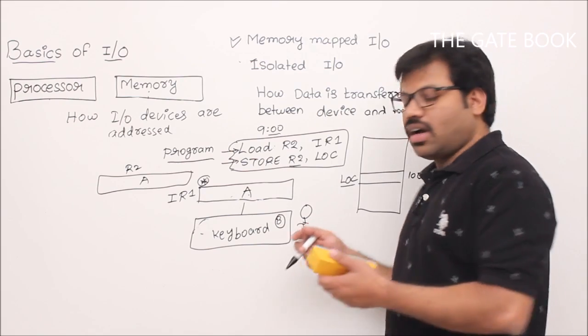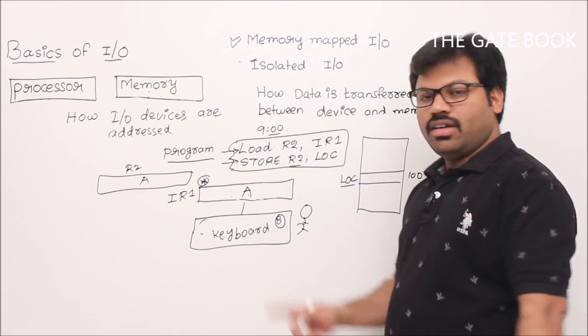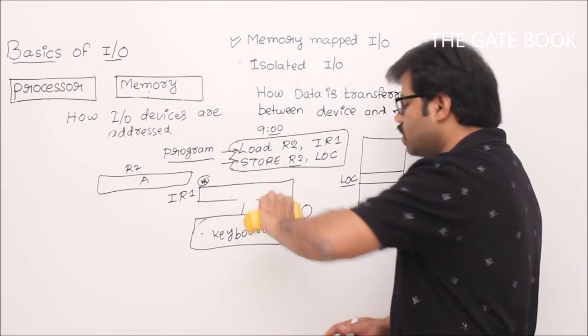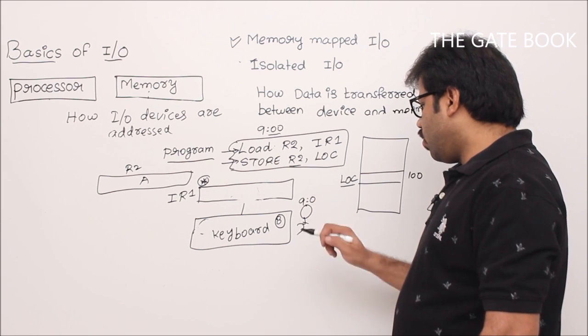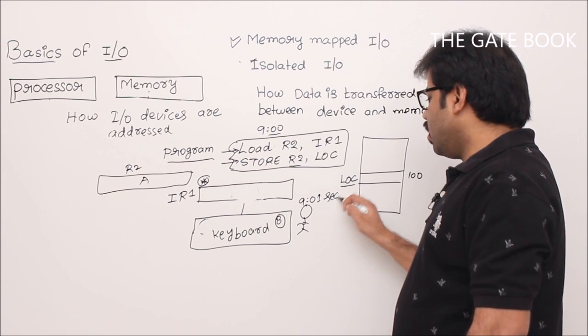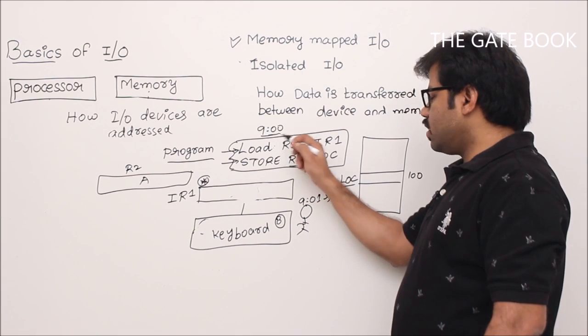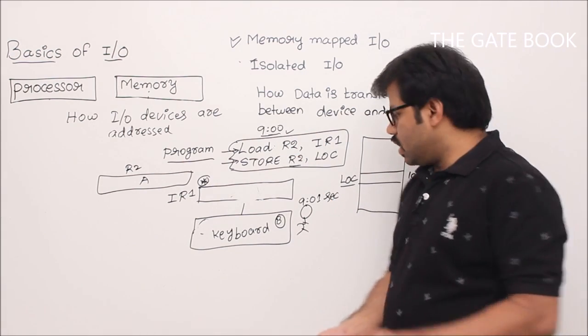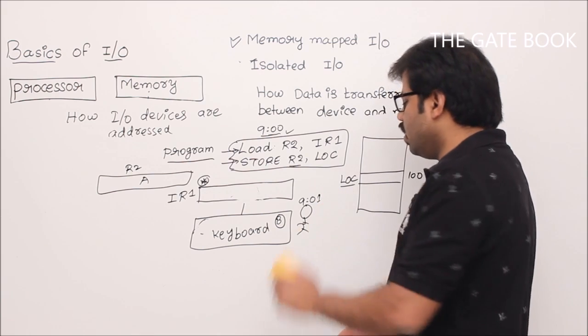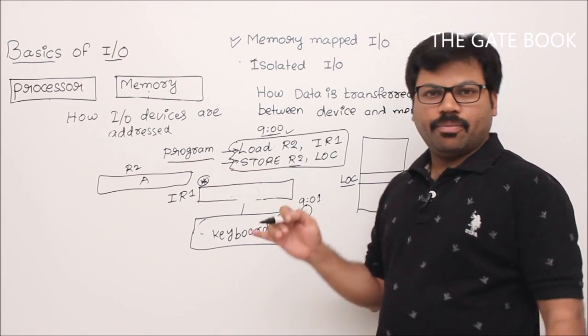Okay. Now the user thought, I give data. The processor also thought the user is going to give the data. Example, let's say the user is going to give data at 9 o'clock 1 second, but the processor is executing the program at 9 o'clock. Will it work? It won't work, correct? That's why there should be a communication between this user and this program, correct?